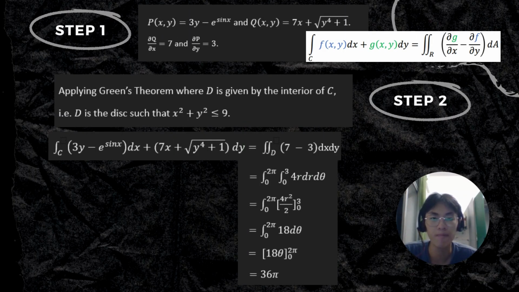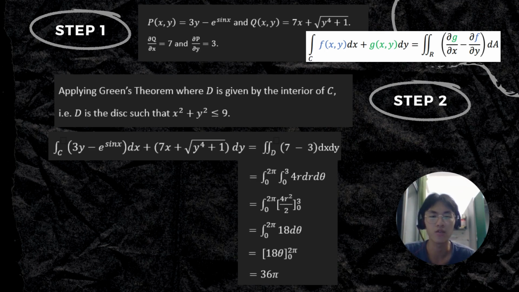So in step 1, we let P equal to 3y minus e to the power sin x and Q equal to 7x plus square root of y to the power 4 plus 1, and the partial derivative of Q with respect to x is equal to 7 and the partial derivative of P with respect to y is equal to 3. By applying the theorem and the formula given on the right, we know that the integral over C of (3y minus e to the power sin x) dx plus (7x plus square root of y to the power 4 plus 1) dy is equal to the double integral of (7 minus 3) dx dy. And we let it become dr d theta, where r is from 0 to 3 and theta is from 0 to 2 pi.